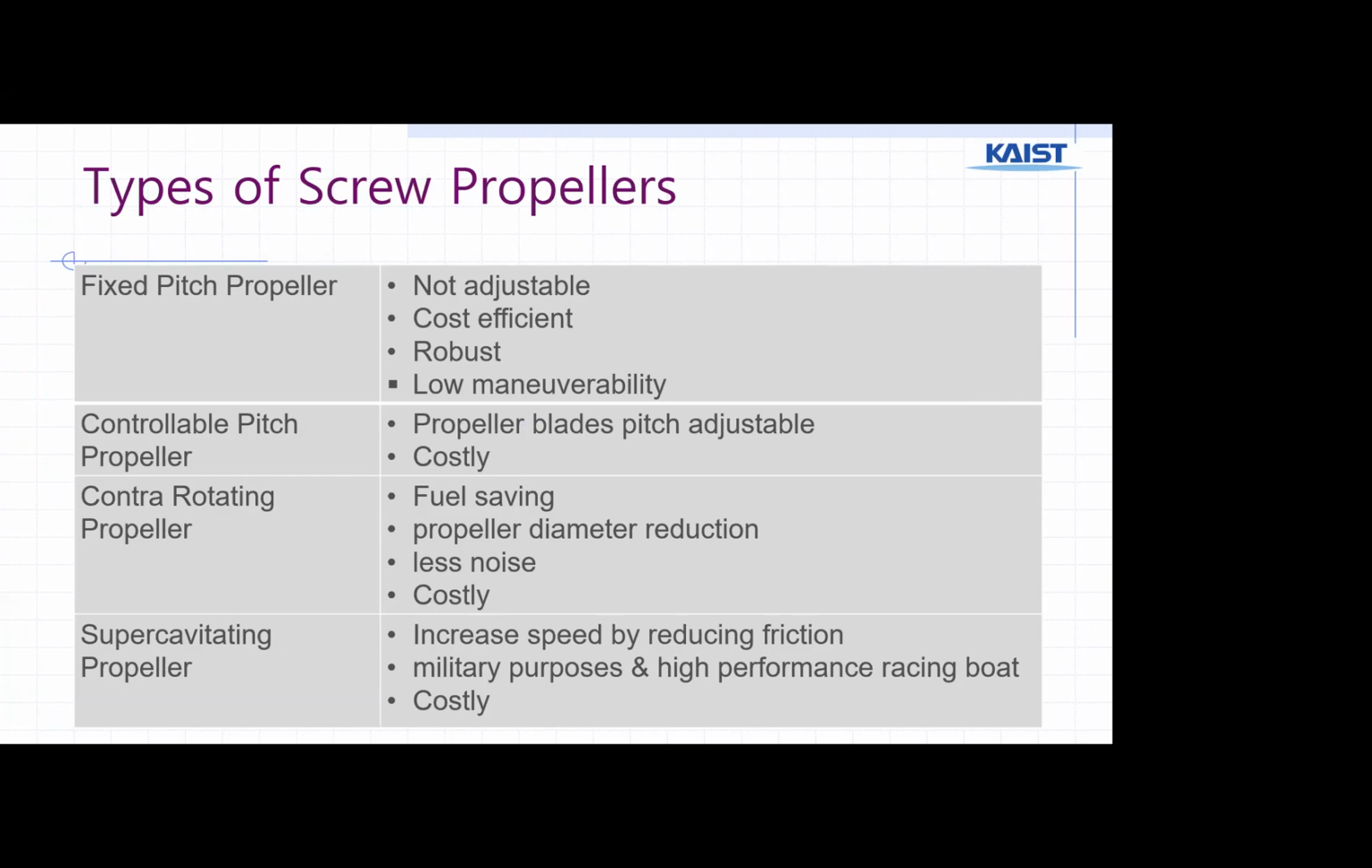The table summarizes the characteristics of each propeller under the supercavitating propeller section. It's noted for its strength in increasing speed by reducing friction. It's used in military applications and high-performance racing boats. However, it is mentioned as a disadvantage due to its high cost.